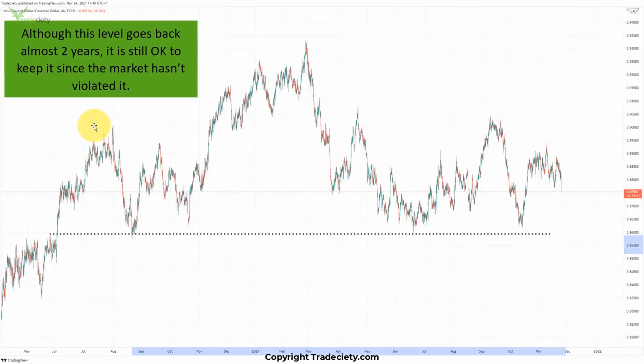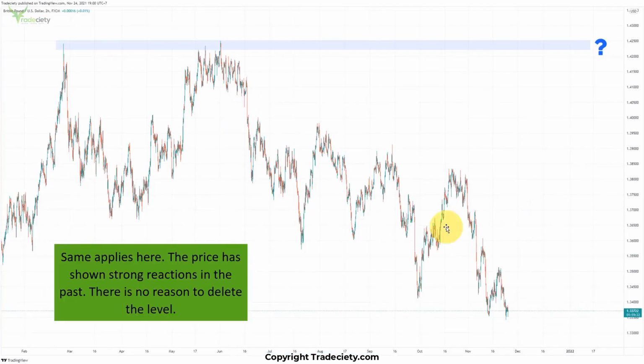So here, for example, this is a level that has been going on for 2 years, but you can see the market still seems to be showing you reactions around that. Here as well, this is a very, very long-term level. We have a reaction here, then a few months later, we have another reaction here. And because this has happened a long time ago, many months ago, you could still keep that on your chart, because the market has not violated it. It has not broken through it without paying any attention to it. So this is still a level that we could have on our charts.